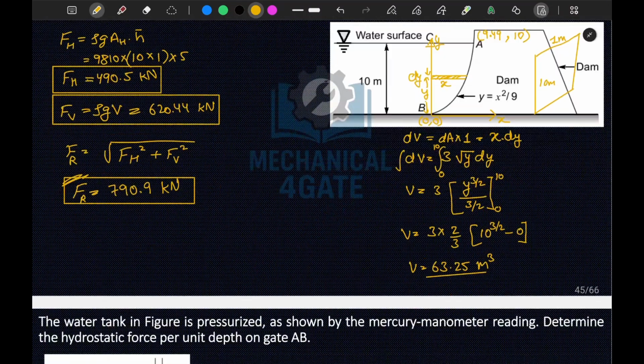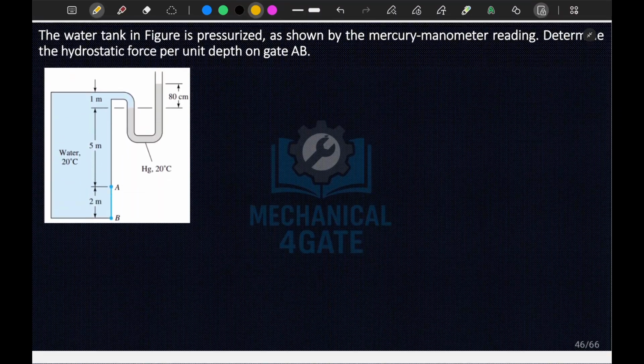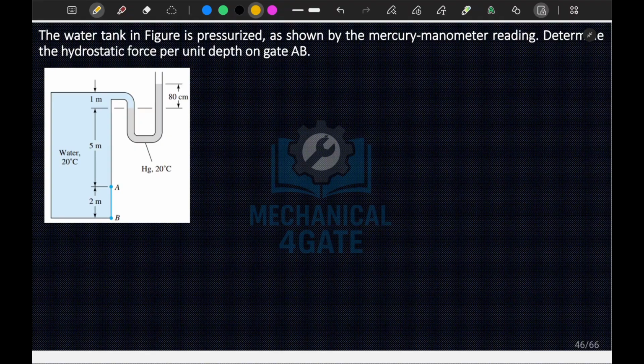Okay, now we will be moving to our next question. In this question, the water tank in the figure is pressurized, and it shows the mercury manometer reading. Determine the hydrostatic force per unit depth on the gate AB.